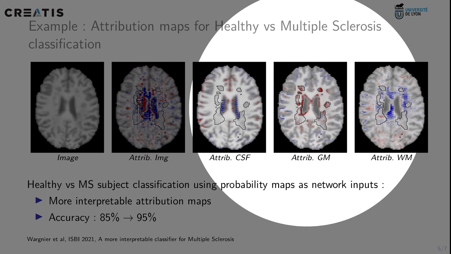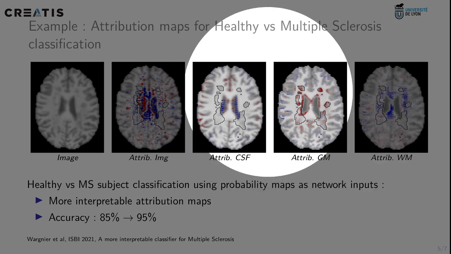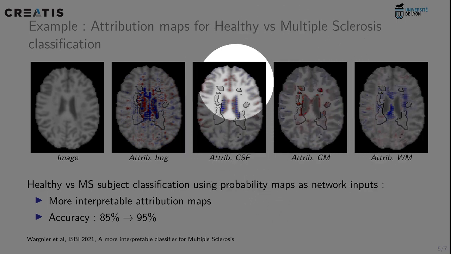And as you can see, on these attribution maps, we see features that are clinically relevant for MS. For example, here, in red on the CSF maps, we can see that there is atrophy here in the sulci. On the gray matter maps, you can see that MS lesions are an important element in the decision of the networks to classify this image as a patient.